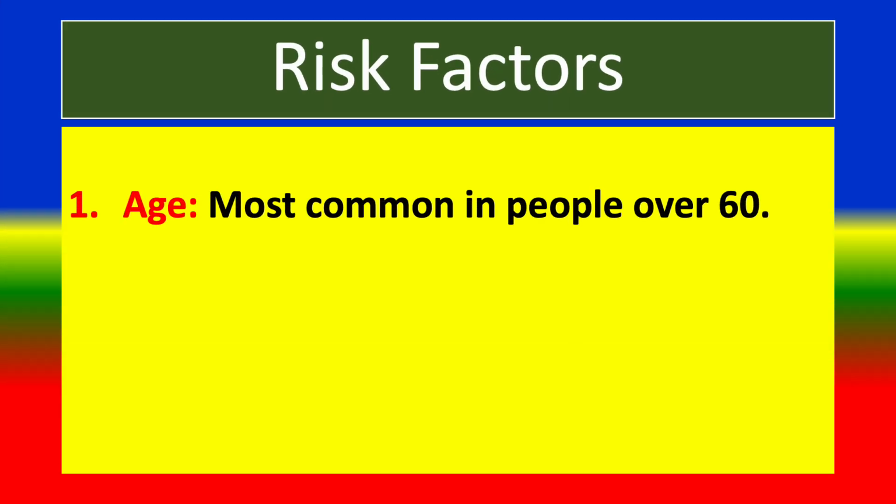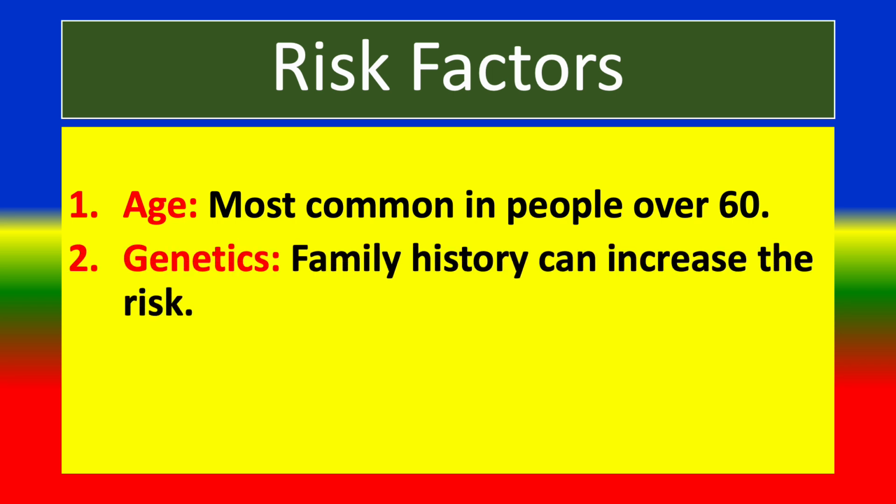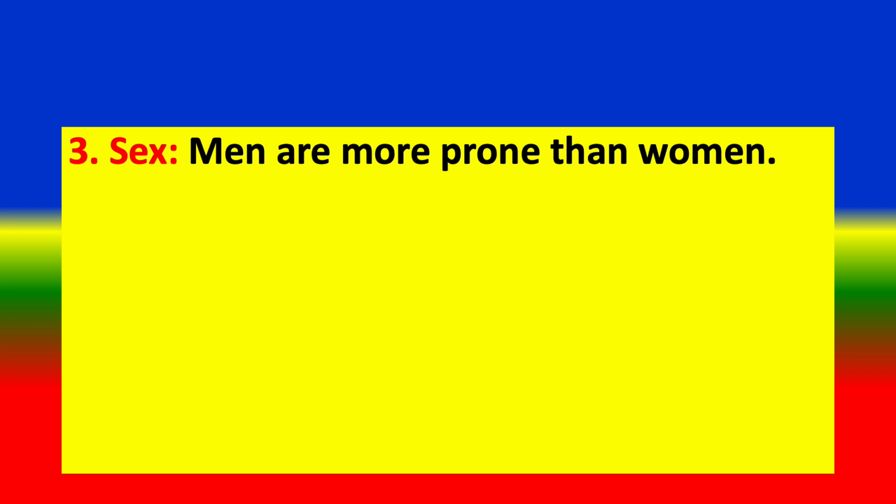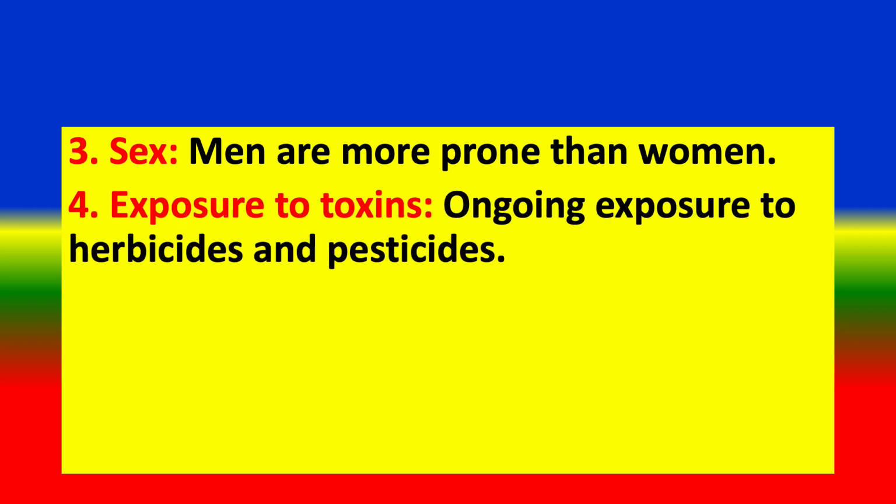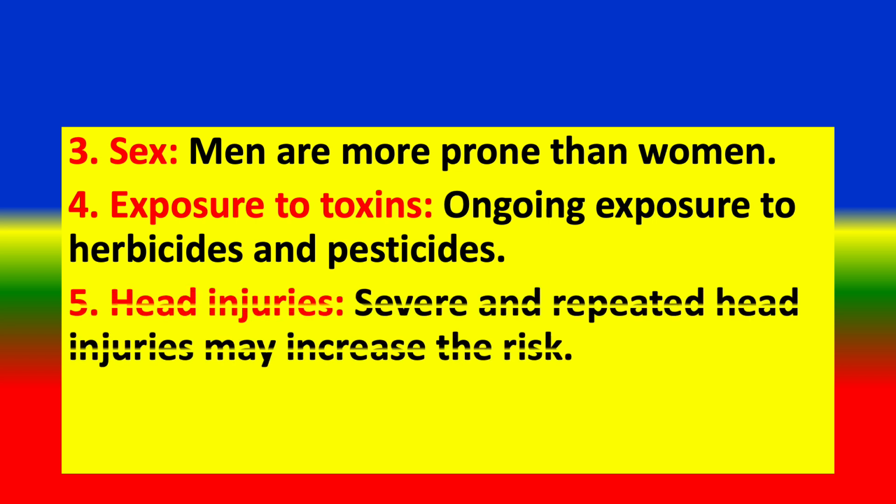Risk factors. 1. Age, most common in people over 60. 2. Genetics, family history can increase the risk. 3. Sex, men are more prone than women. 4. Exposure to toxins, ongoing exposure to herbicides and pesticides. 5. Head injuries, severe and repeated head injuries may increase the risk.